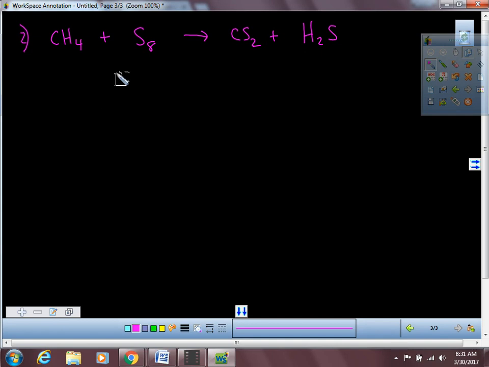No. So I'm going to make my list: C, H, and S. I have 1 carbon, 4 hydrogens, 8 sulfurs on the left. 1 carbon, 2 hydrogen, 3 sulfur on the right. So my hydrogens don't match and my sulfurs don't match. I want to start with hydrogen, so I'm going to put a 4 in front of H2S, which gives me 8 hydrogens and 6 sulfurs.